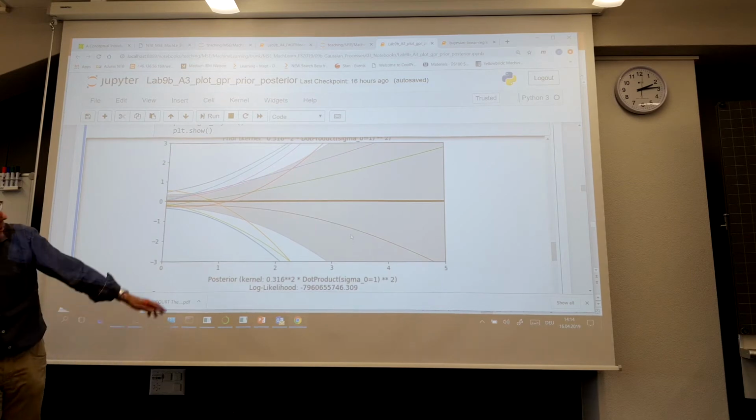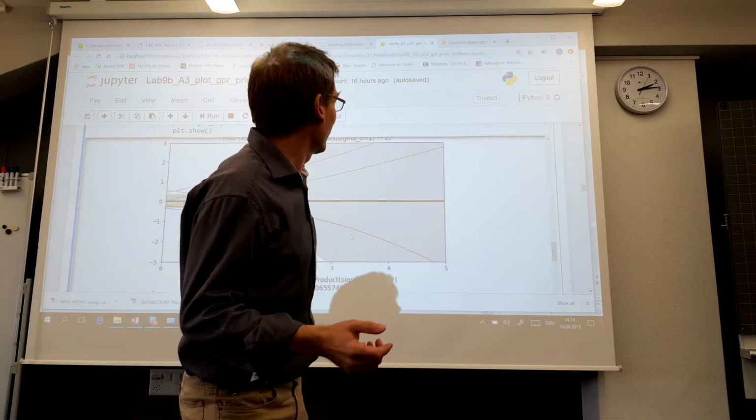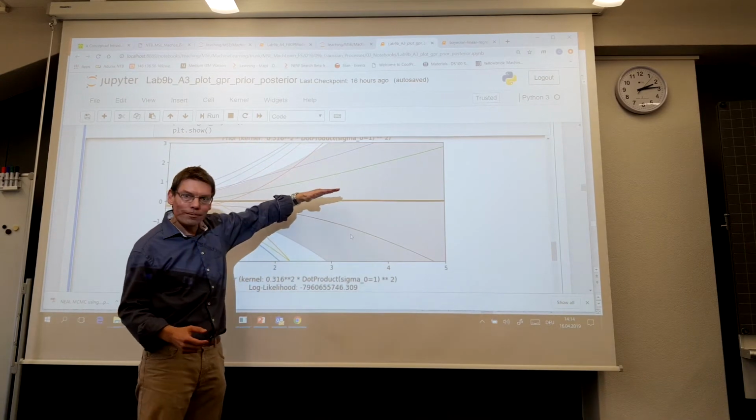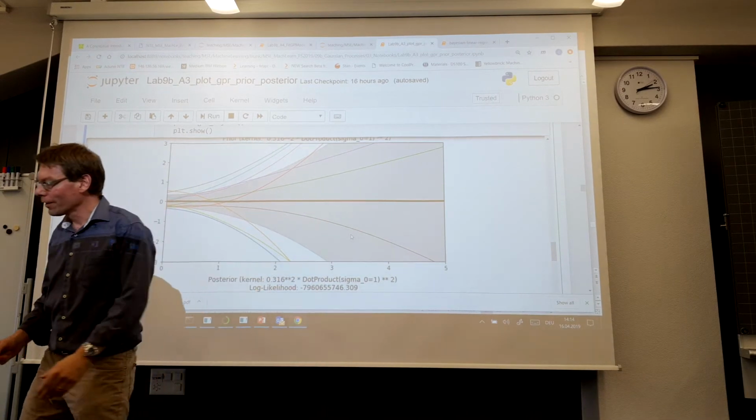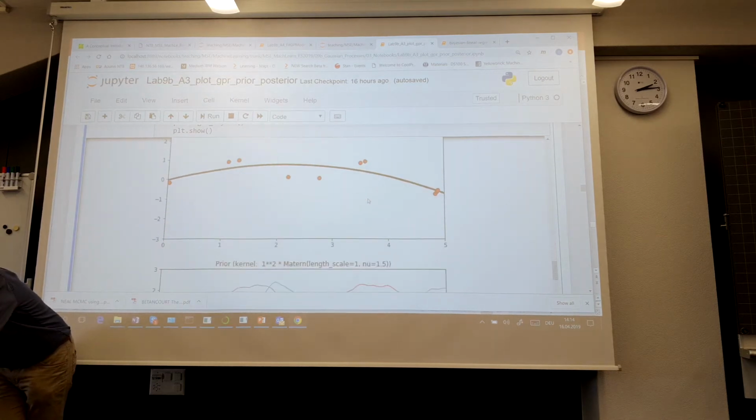And this is the only kernel which is now not translation invariant. It's just a slope, a linear curve, and of course this is not invariant to translation. So this would be a standard linear fit, but now in a Bayesian view.